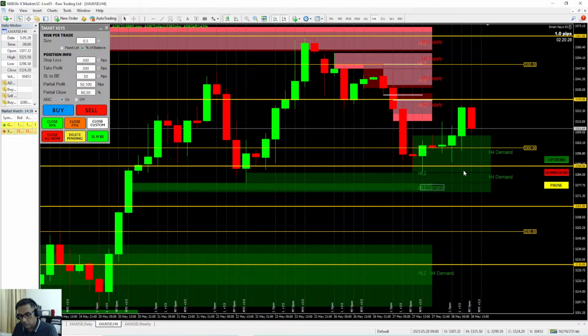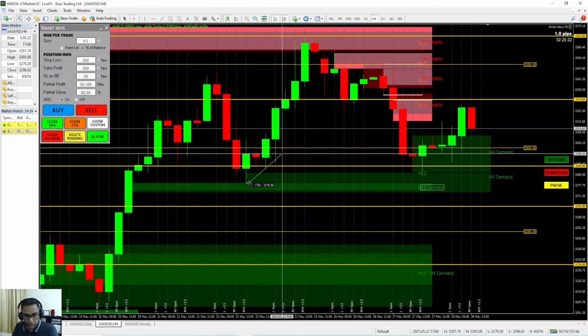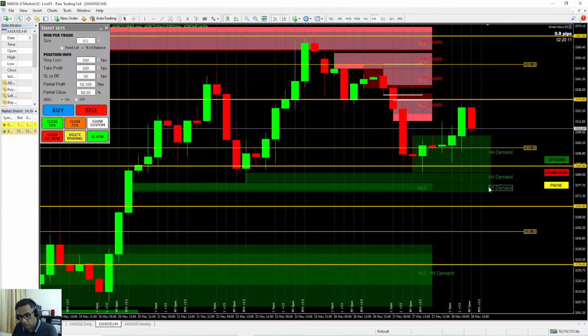This is a new 4-hour zone. The zone was 171 pips. We've come in deep into it, so it's no longer a high liquidity zone. That's a 1-hour zone. That's still a high liquidity zone.